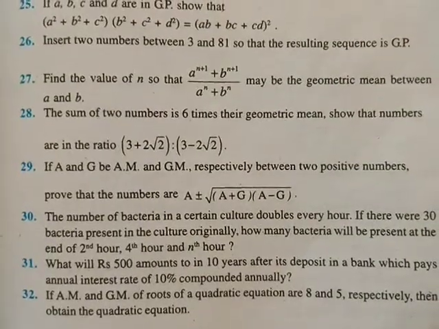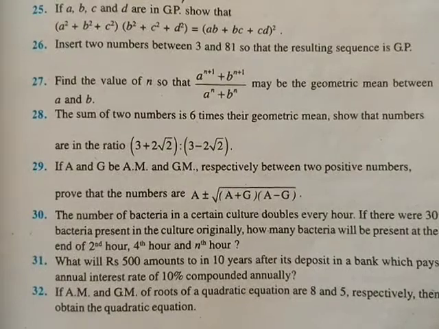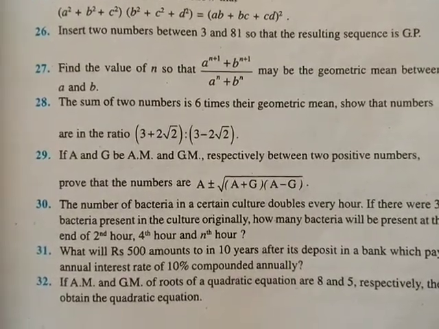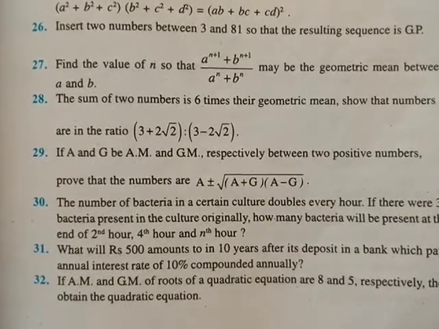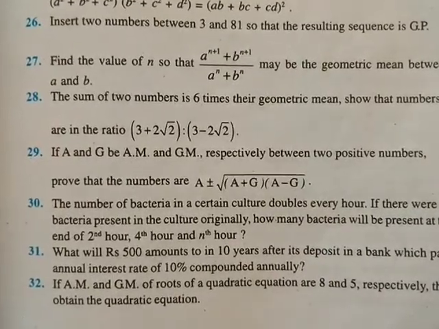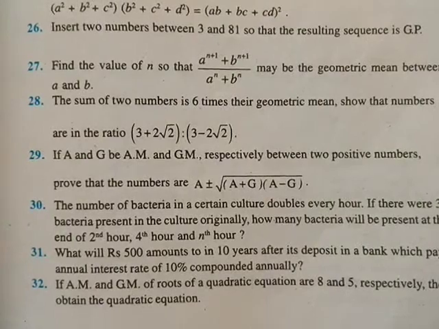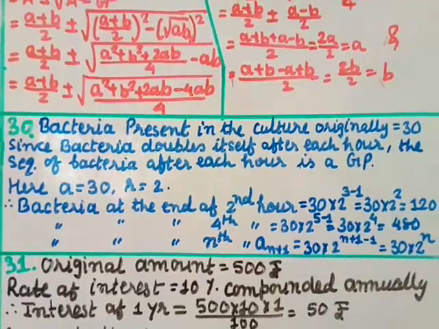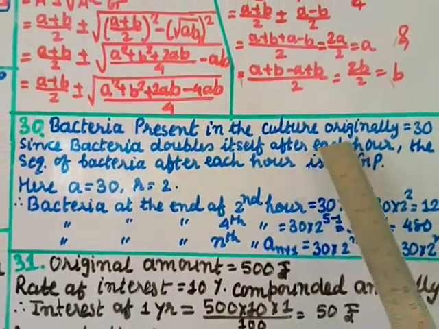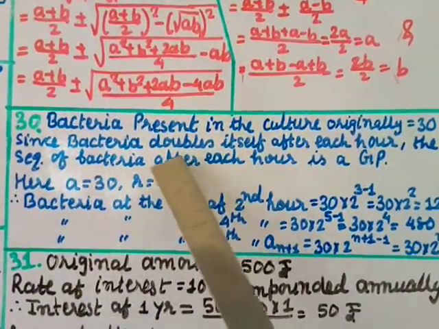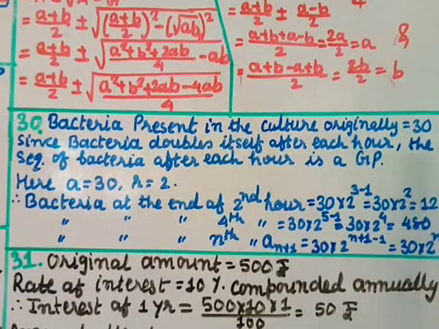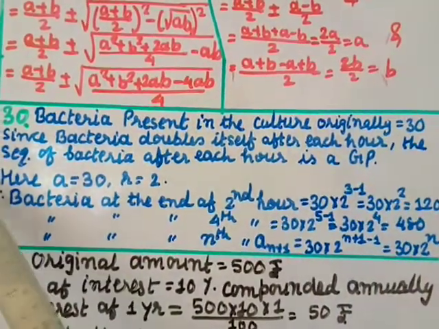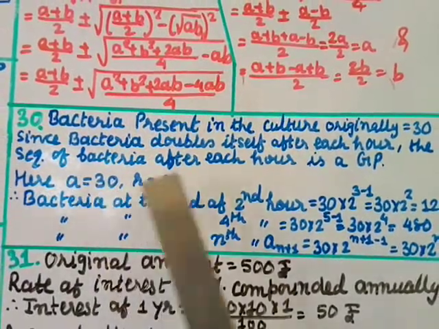Question number 30. The number of bacteria in a certain culture doubles every hour. If there are 30 bacteria present in the culture originally, how many bacteria will be present at the end of 2 hours, 4 hours and nth hour? So bacteria present in the culture originally 30. Since bacteria doubles itself after each hour, the sequence of bacteria after each hour is a GP. Here the first term will be 30 and the ratio is 2.